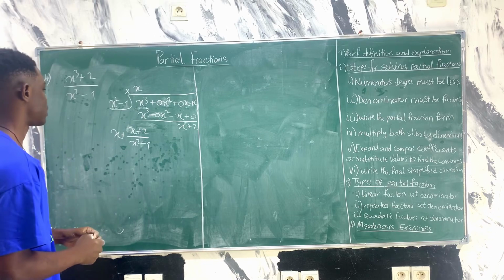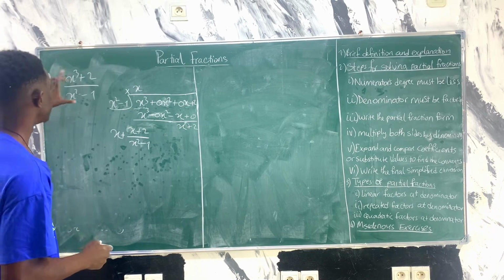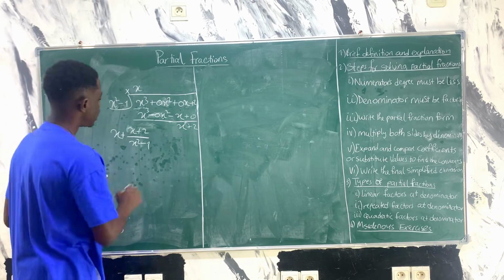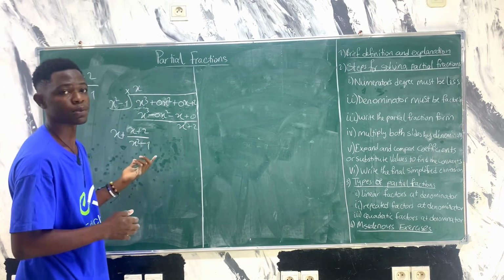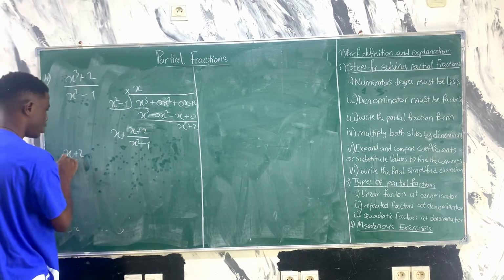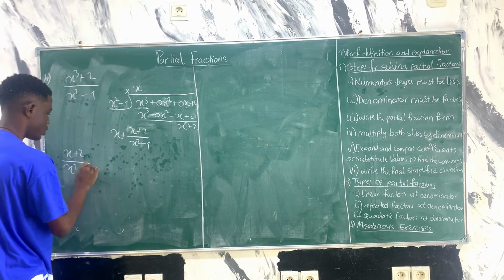So when you have this, the equation becomes this. This is your new equation. You can represent this one in partial fraction. This one has been done before. So to represent this in partial fraction, you have x plus 2 on x squared minus 1.